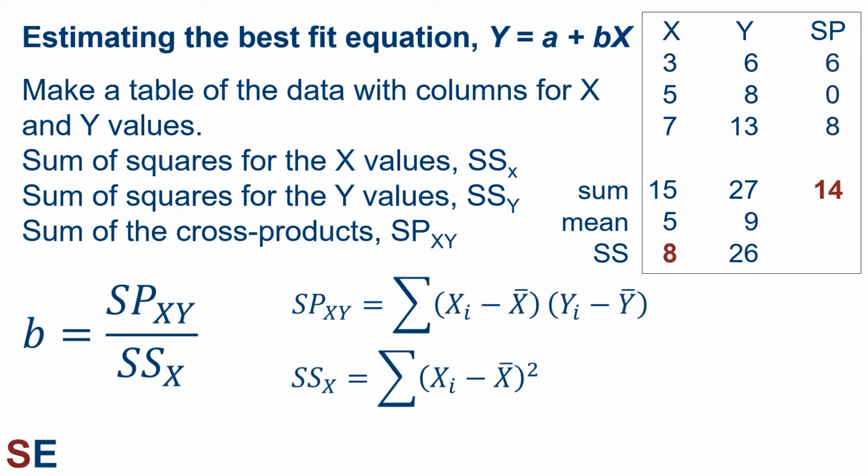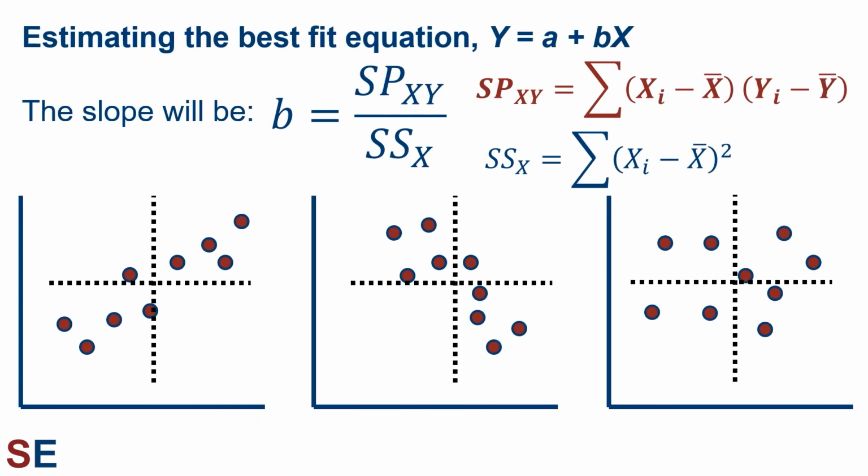The slope of the best fit line is then given by the sum of the cross products divided by the sum of squares x. For our data, that's going to be 14 divided by 8, but first let's look at why this equation makes sense. The slope is the sum of the cross products divided by the sum of squares x. Let's look at the numerator and denominator of this equation.